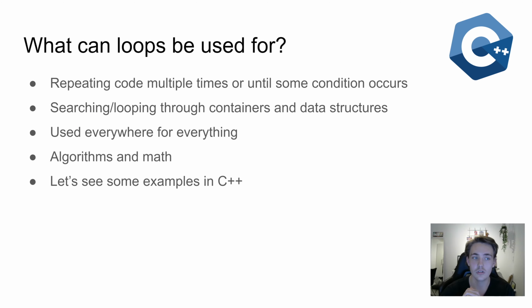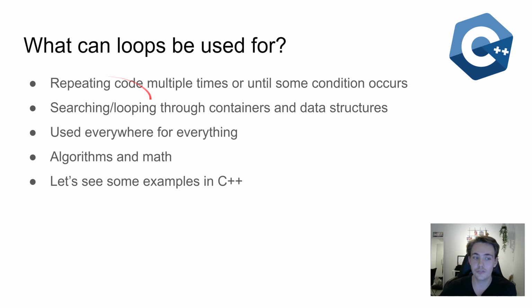So what can loops be used for? We use loops when we're repeating code multiple times, or when we want to run some code until some condition occurs. For example, if we have a program that needs to run all the time, we can have an infinite while loop. But if some error occurs, we can terminate that while loop, which terminates our program and returns some error.